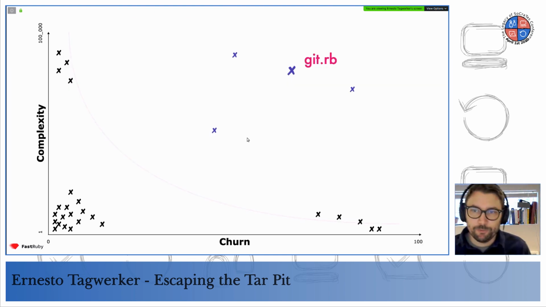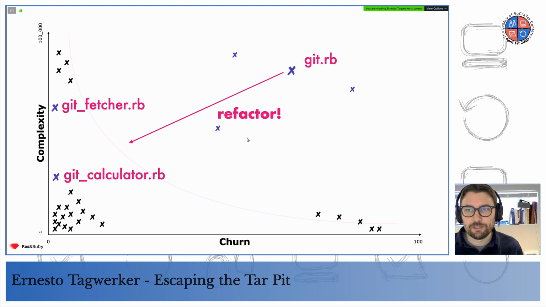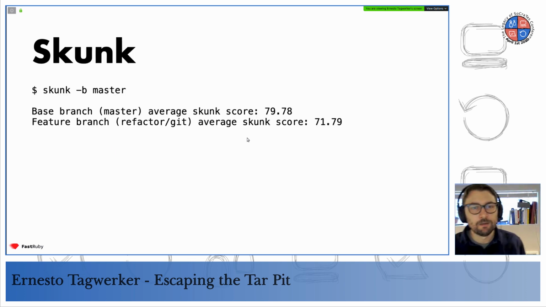You will have to do manual work where you will have to analyze this file and find the responsibilities. What if it had 2 responsibilities? What if it fetched get data? And what if it calculated the churn count after that? Well, you can refactor and get rid of that one file. And you will find the 2 files move to the left because churn will be 1 for the new files. Then compare it to master, and you can see this average skunk score go down about 10%.